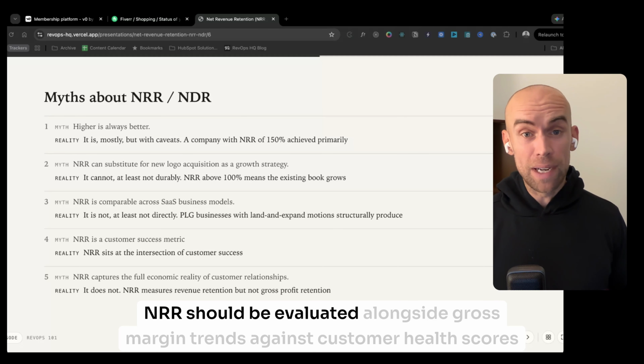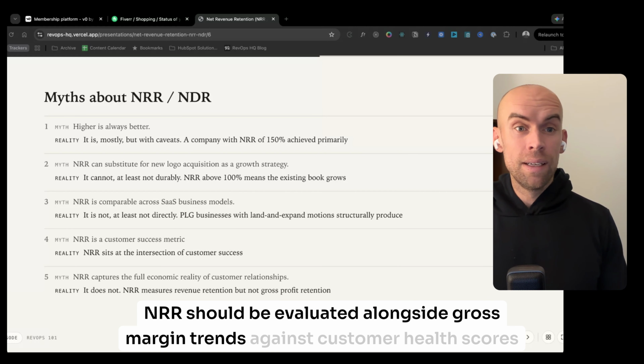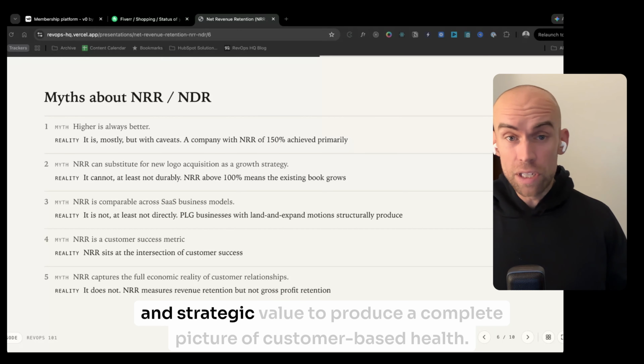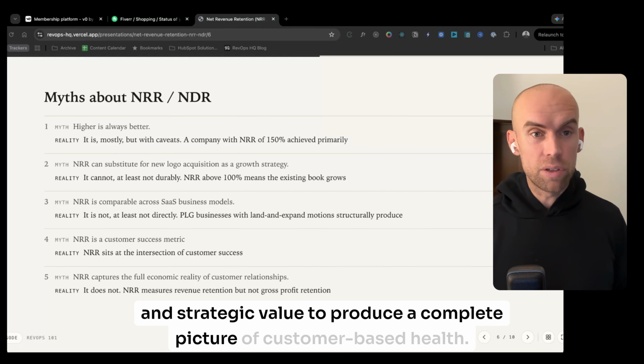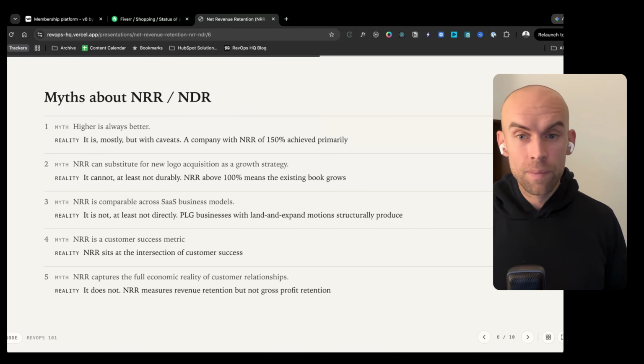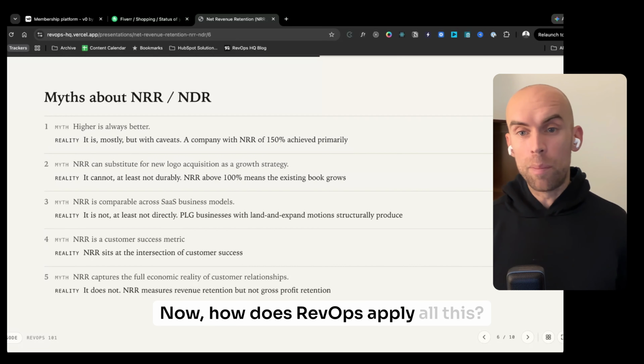NRR should be evaluated alongside gross margin trends against customer health scores and strategic value to produce a complete picture of customer base health. Now, how does RevOps apply all this?